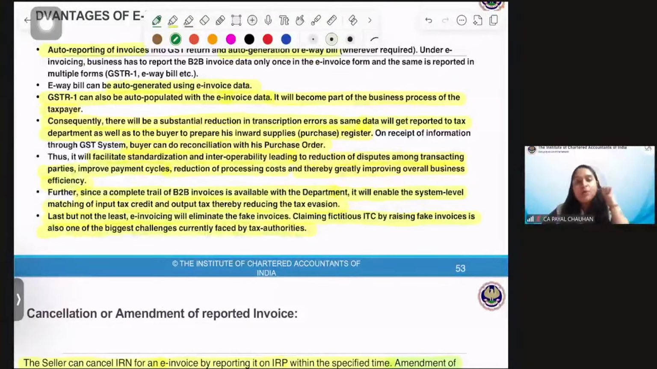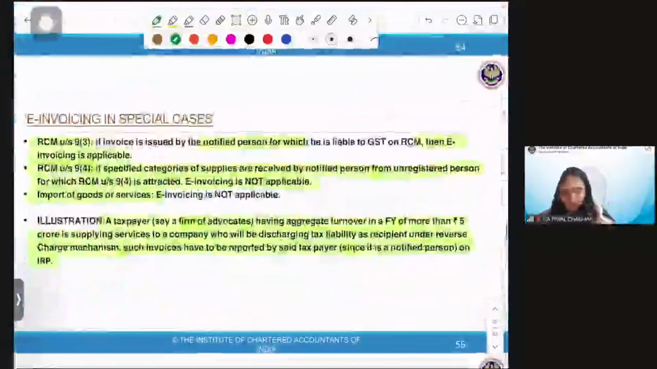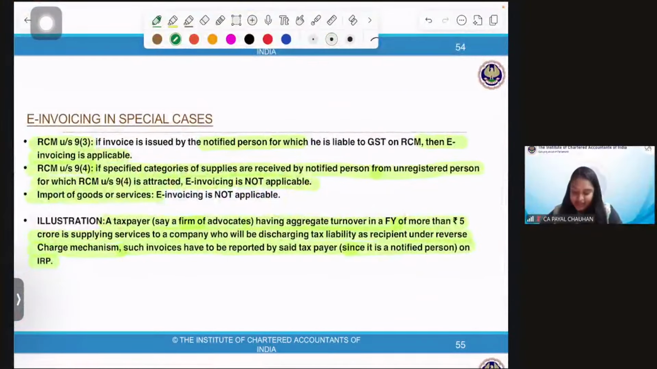Now the point is my e-invoice has already been made and the time limit specified has been over. Can I amend an e-invoice through IRP? No. Then where do I have to amend the e-invoice? Perfect. In GST portal, GSTR-1. Only on GST portal through GSTR-1, through debit note or credit note. Perfect. Okay. E-invoicing in special cases.